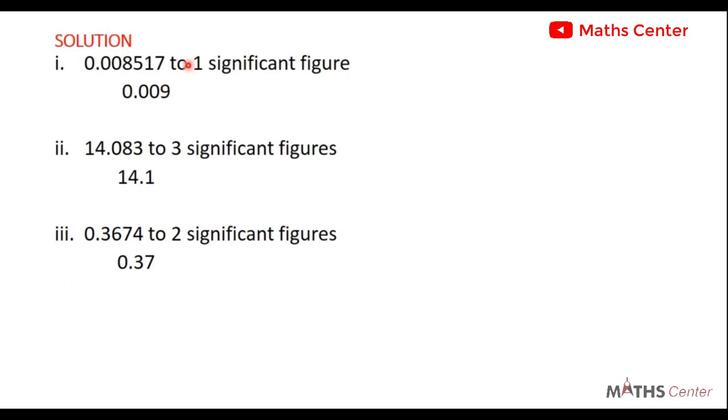In the first one, he said we should correct it to 1 significant figure. So you see in the number, there's only 1 significant figure. When you come to the second one, there are 3 significant figures. And the third one here, there are 2 significant figures.